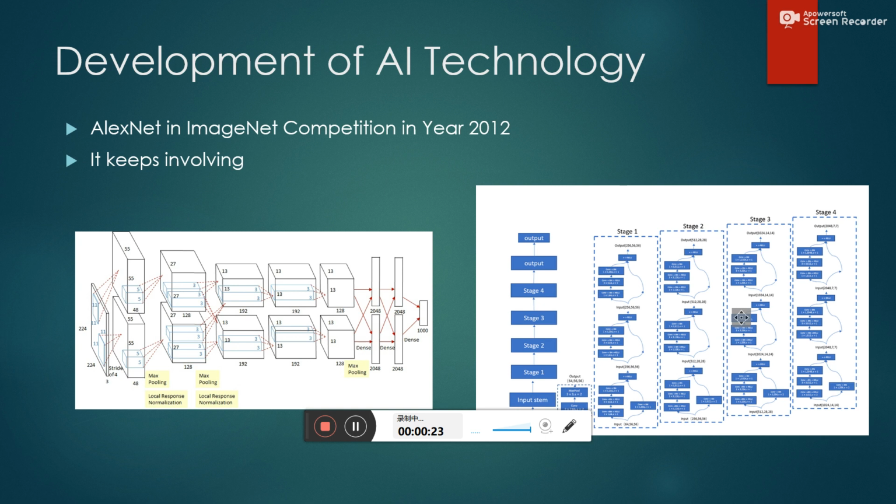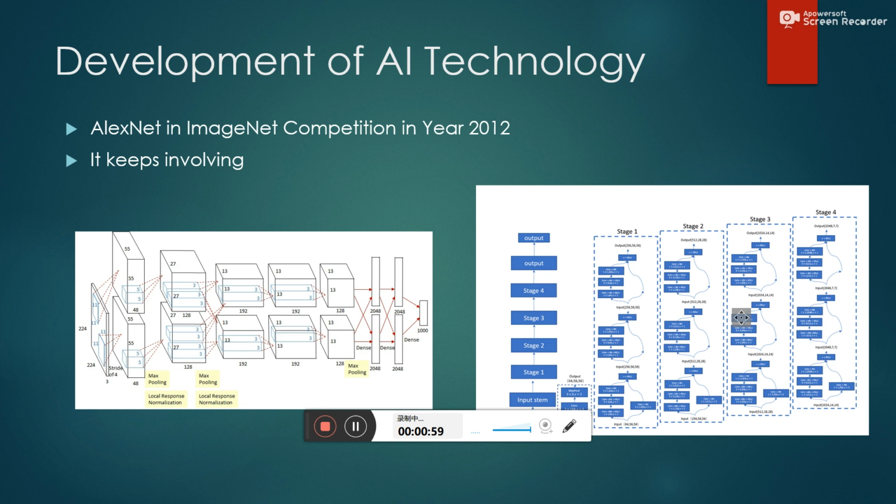Convolutional neural network has raised people's awareness when AlexNet wins the ImageNet competition in year 2012 for the image classification task. From that year on, convolutional network has kept evolving and has its huge impact on computer vision area. The below pictures show the evolution process of convolutional neural network.